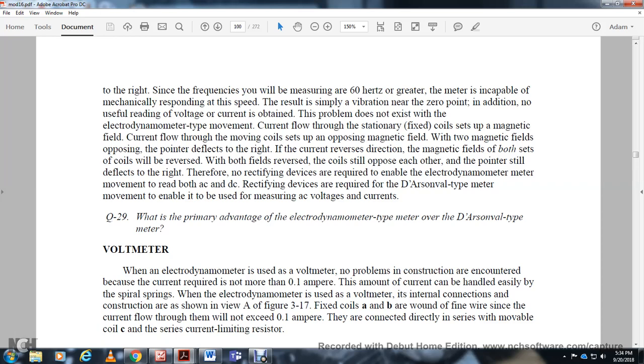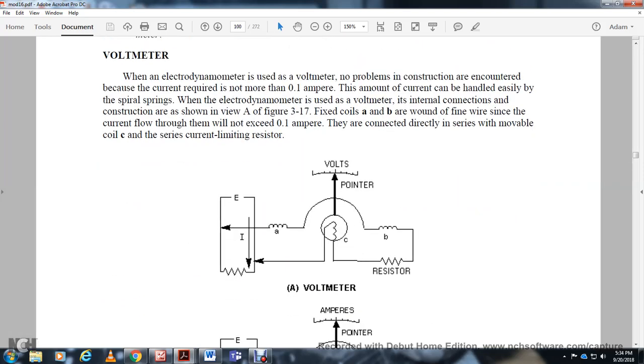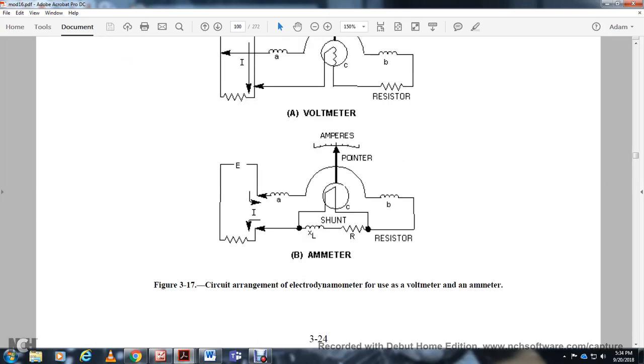1/10 of an amp. This is connected directly in series with the movable coil and with the current limiting resistance. Shown are the voltmeter pointer, resistor, and conducting wires, the current arrangement of the electrodynamic voltmeter and ammeter.